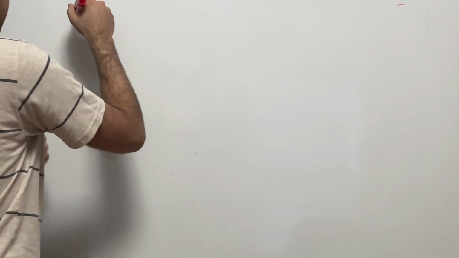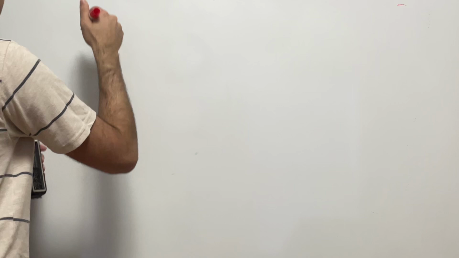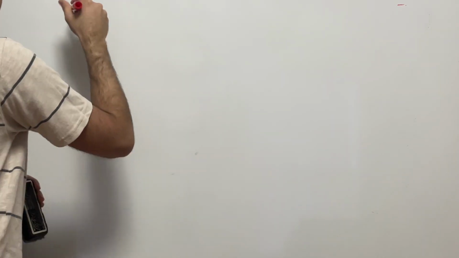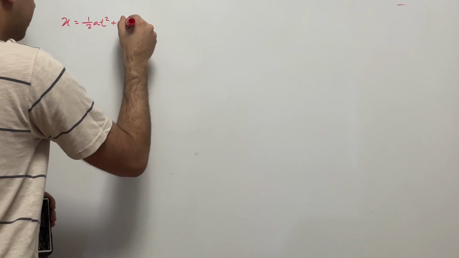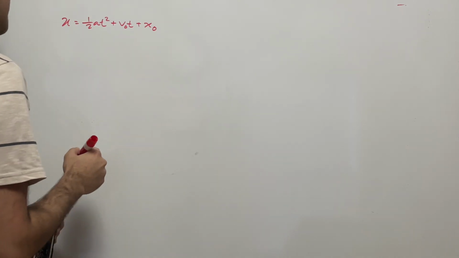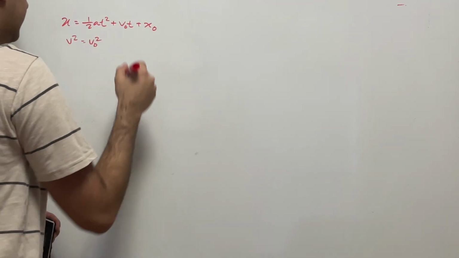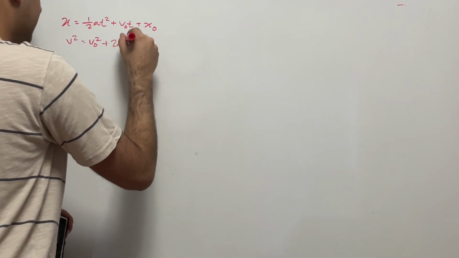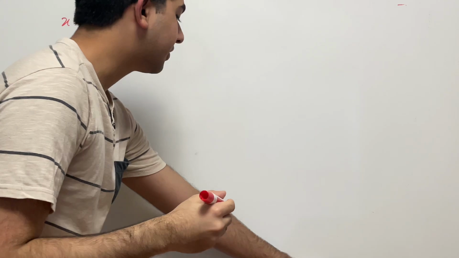So we know a little bit about linear kinematics, right? Kinematic equations like delta x. I actually won't write it like that. Let's do x is equal to 1/2 a t squared plus v naught t plus initial position, right? And maybe v squared is equal to v naught squared plus 2a times final position minus initial position. We know about things like that.